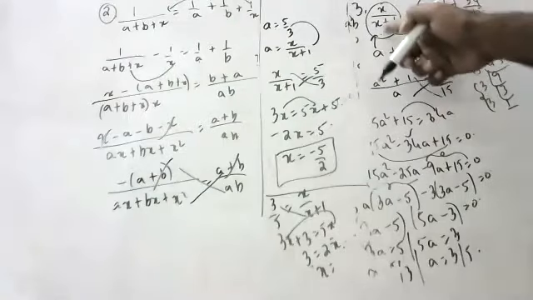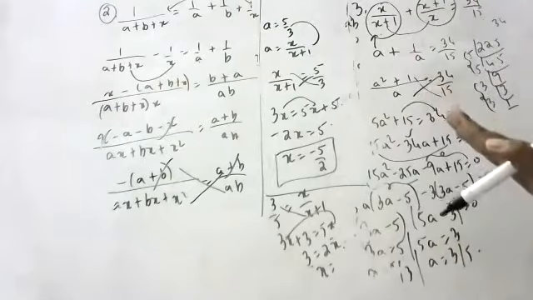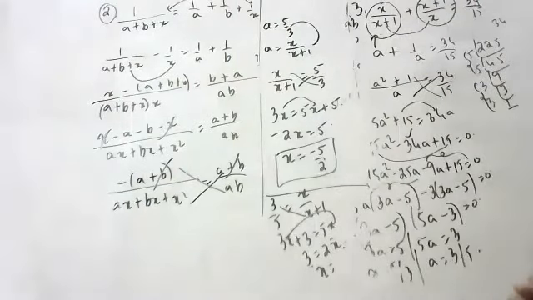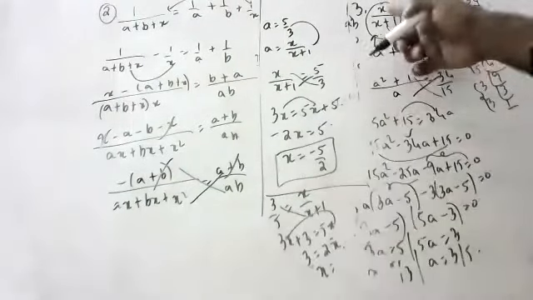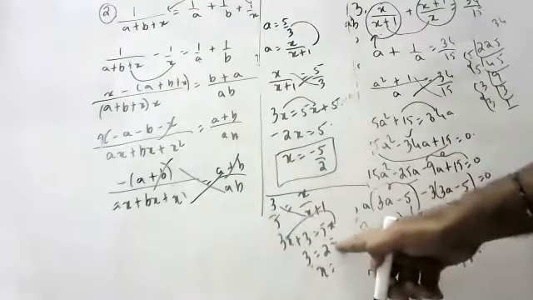A is x by x plus 1. That's all. Not the second one. The second one is 1 by a. 3 by 5 is equal to x by x plus 1. 3x plus 3 is equal to 5x. 3 is equal to 2x. X is equal to 3 by 2.